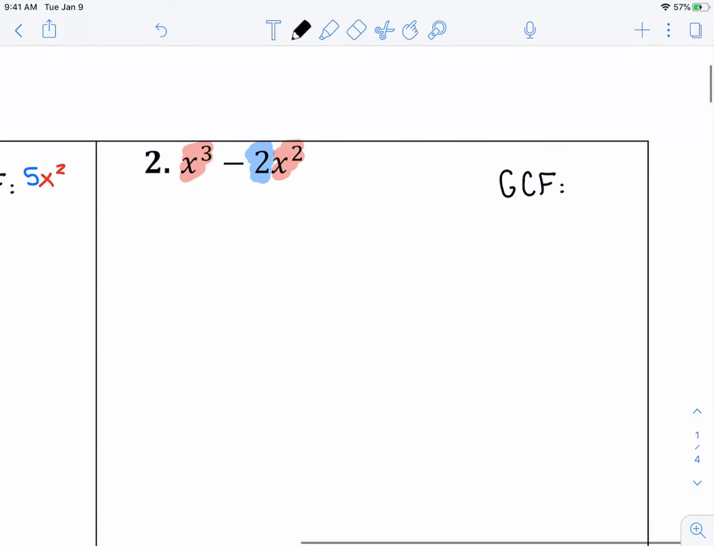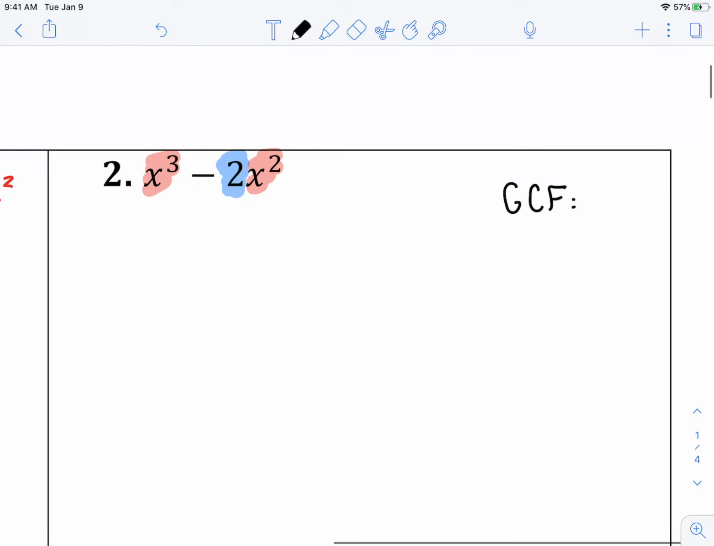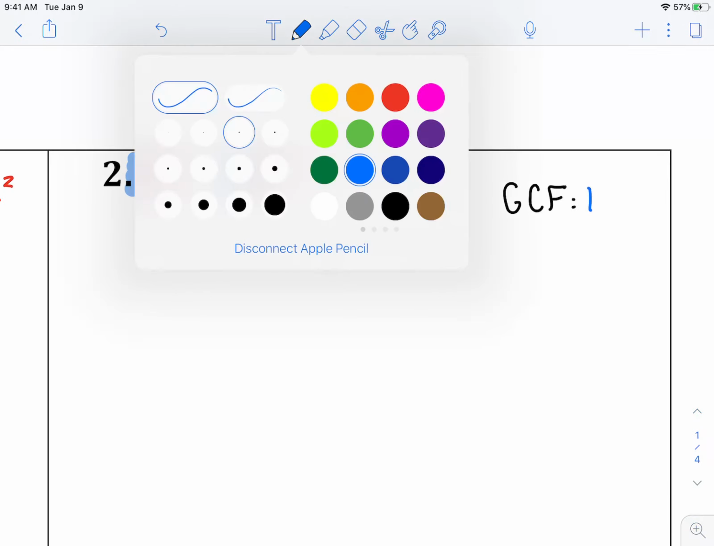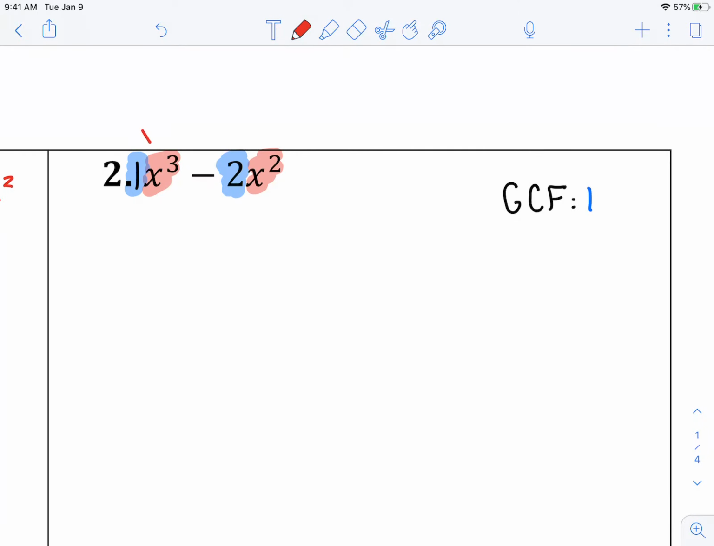So on number 2, you'll notice that the first term doesn't have a coefficient, but there is a 1 in front of that. So the common factor of 1 and 2 is obviously just 1. Then I look at the number of x's. This one has 3, this one has 2, so they share 2 x's, which is just x squared. So my GCF is x squared. If I take away 2 x's, I'm left with just x. And from the second term, I take away 2 x's and I'm left with minus 2.